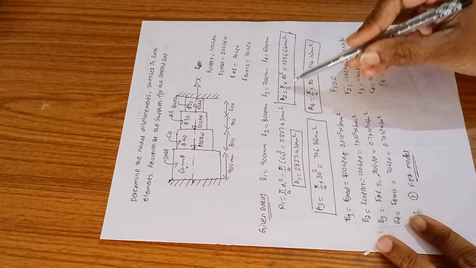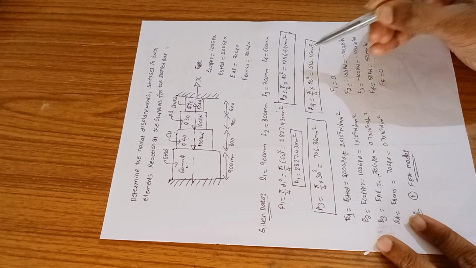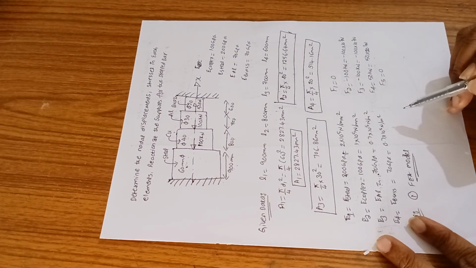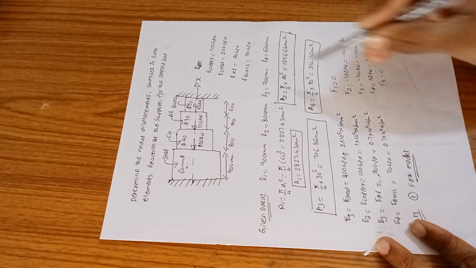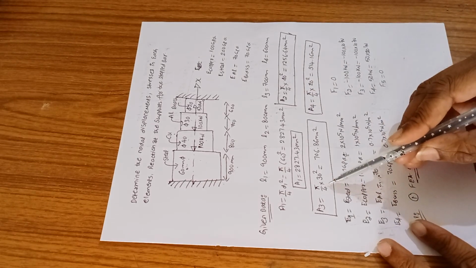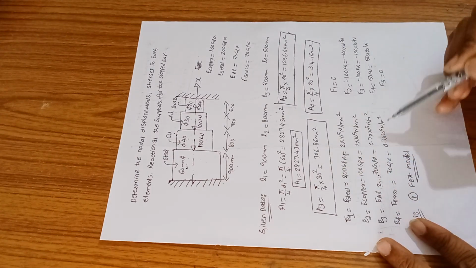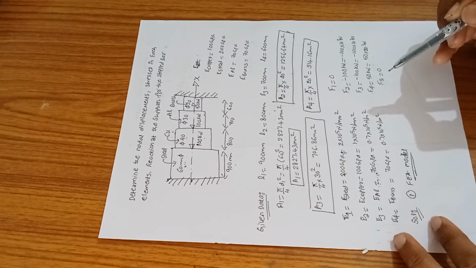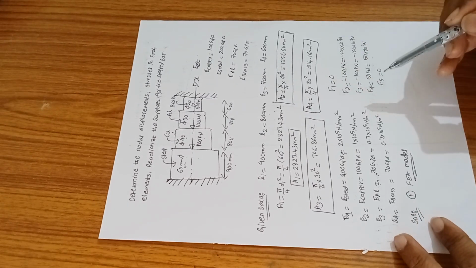And A2 is also the same case, pi by 4 into d2 square, d2 is 40 mm, and the answer is found to be 1256.64 mm square. So you can just put it in a calculator and you will get the answers for this. And A3 is pi by 4 into 30 square, I'm getting the answer as 706.86 mm square. And A4, pi by 4 into 20 square, is 314.16 mm square.